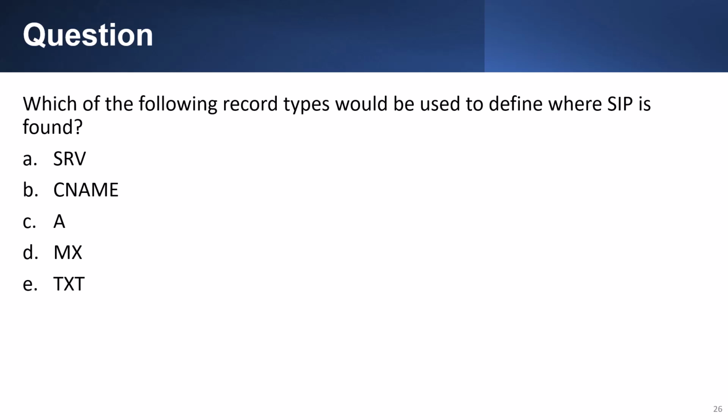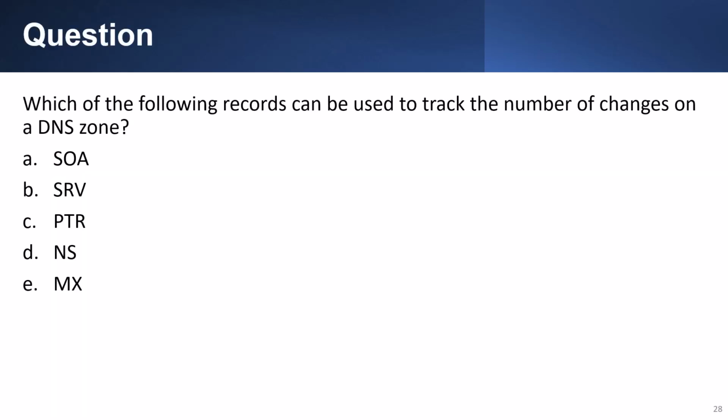Question: which of the following record types will be used to define where SIP is found? Answer: service. Question: which of the following records can be used to track the number of changes on a DNS zone? Answer: SOA.